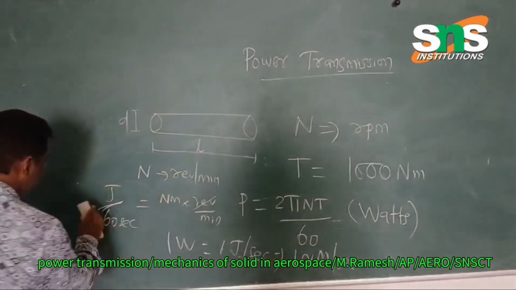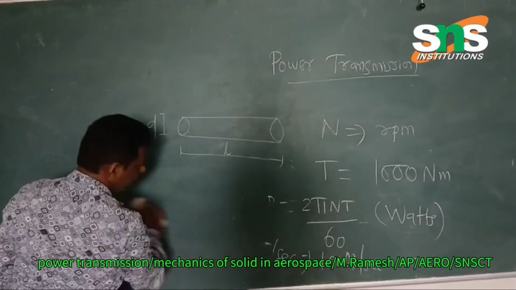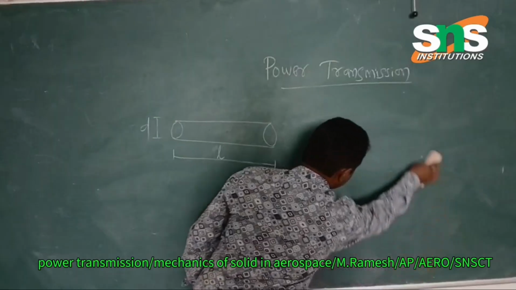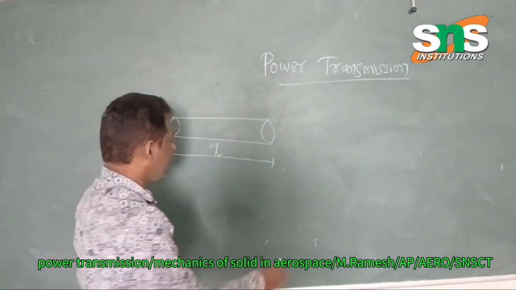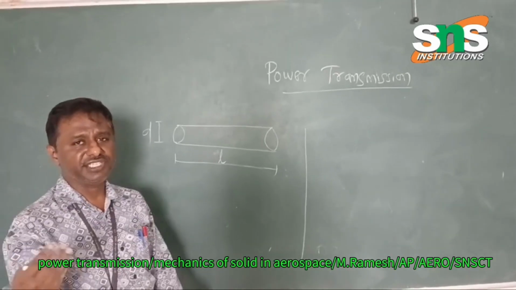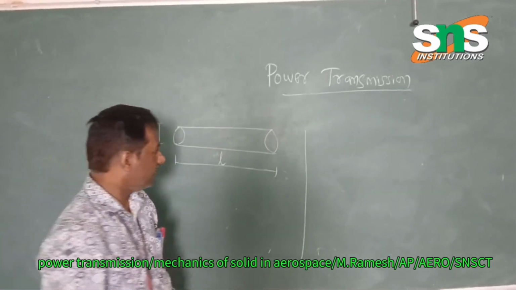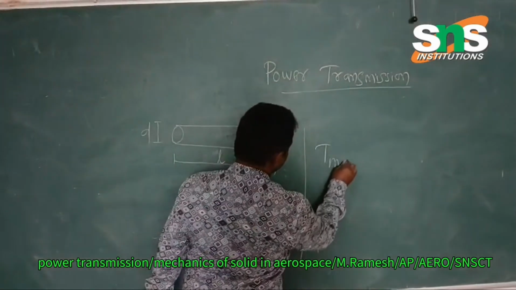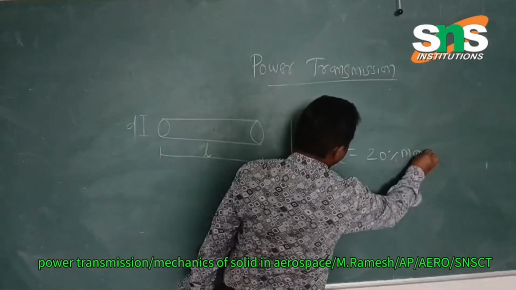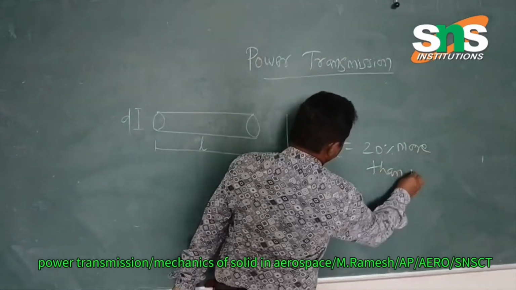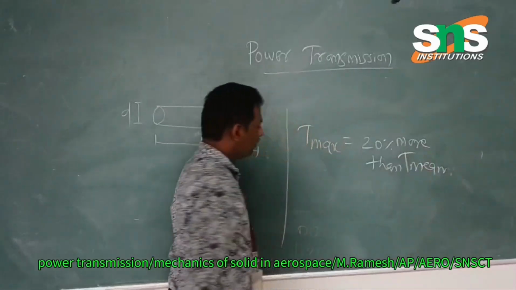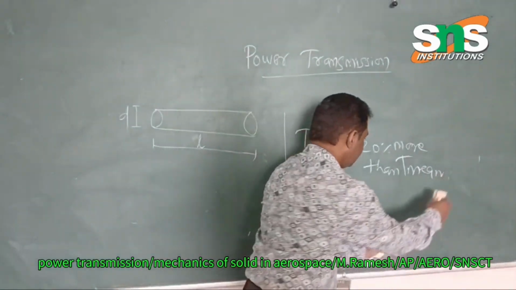One more thing from the torque point of view: they can give the maximum torque, which is equal to 20% more than the mean torque. So they can give a torque which is 20% more than the mean torque, and we can denote the mean torque as T mean.